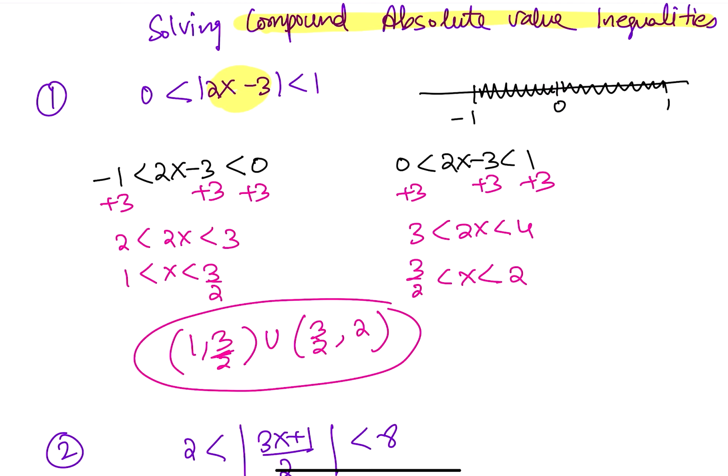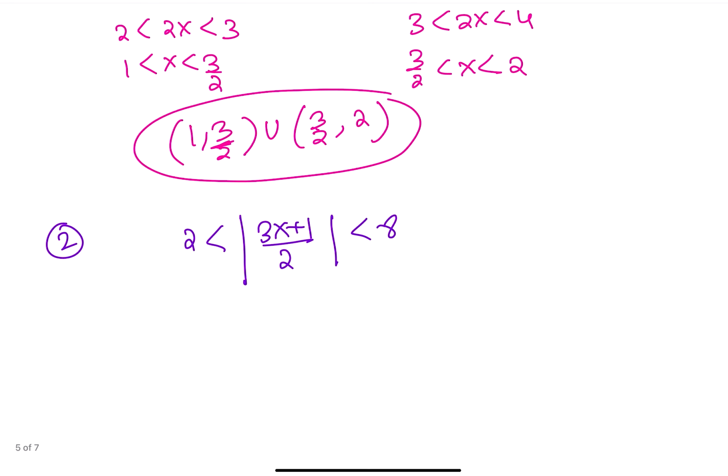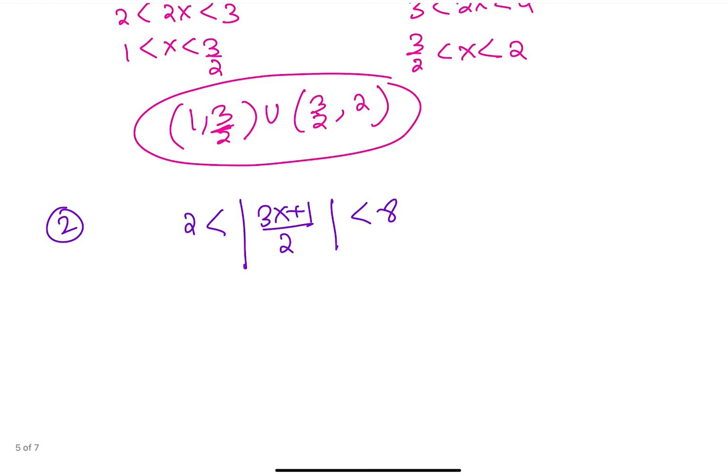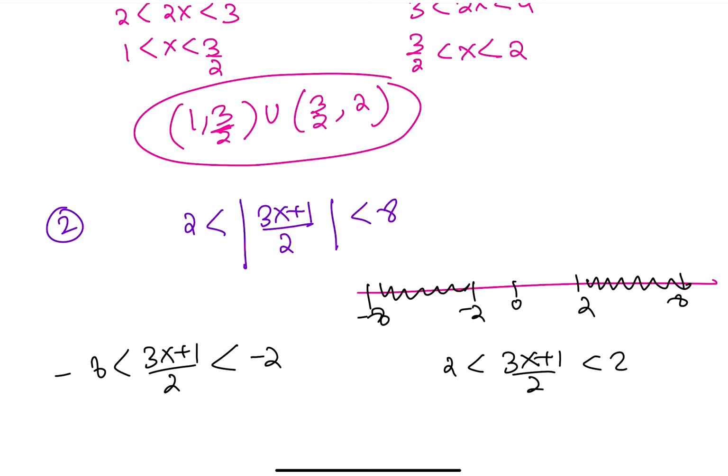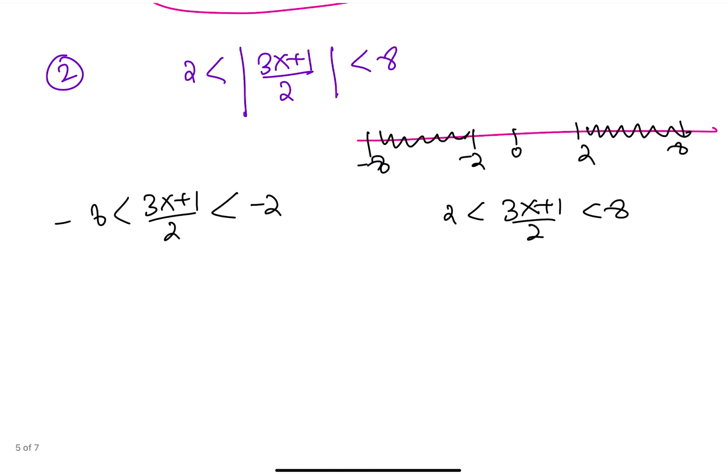Any values picked between 1 to 3 halves or between 3 halves to 2 will make the original inequality true, and you can check it for yourself. Here's another example. Absolute value of a number lies between 2 and 8. So that number can be either here on the number line, or it can be here on the number line. So I'm going to write it as two inequalities. That number 3x plus 1 over 2 can be between -8 and -2, or it can lie between 2 and 8. So let's go ahead and solve them separately.